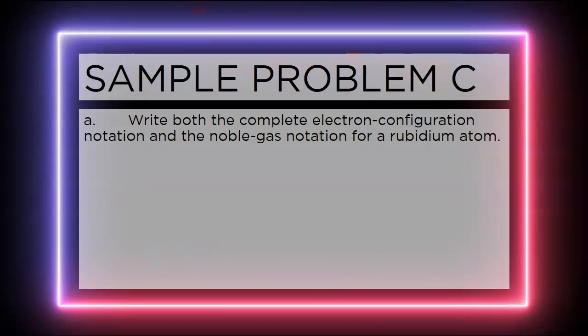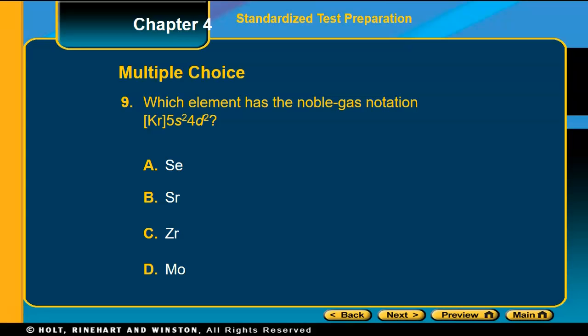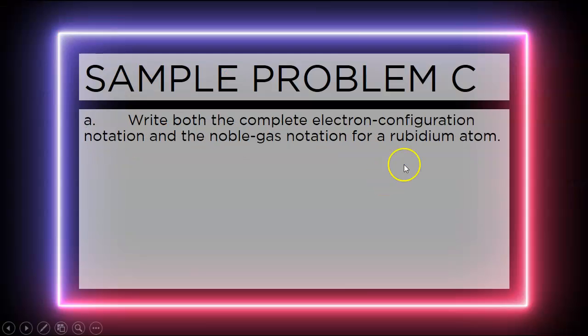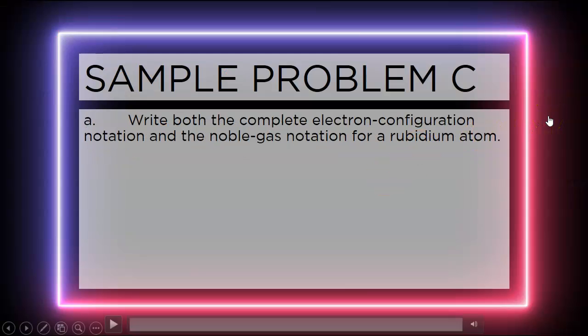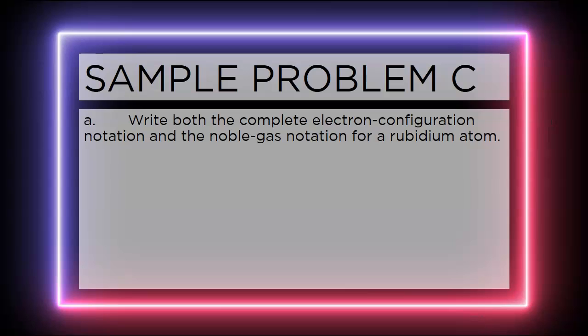So I'm going to go ahead and leave you with this sample problem to try. If you can write both the electron configuration completely and the noble gas notation for rubidium. Again, if you're a little confused, I do have another video I'm going to post on Canvas for you, but let me know if you have any questions.